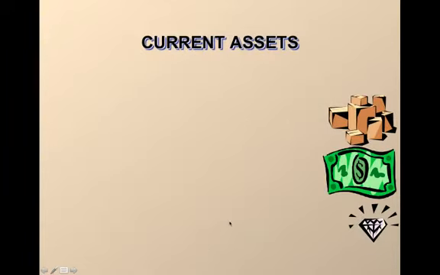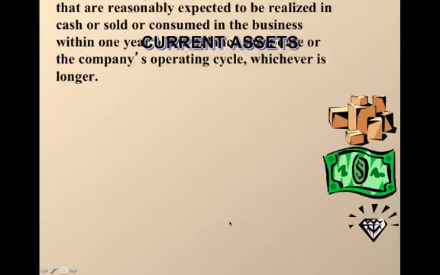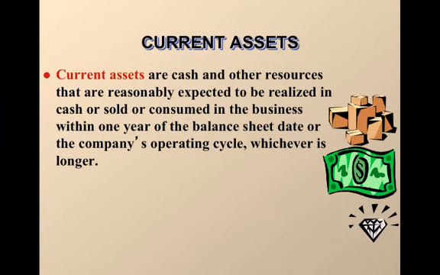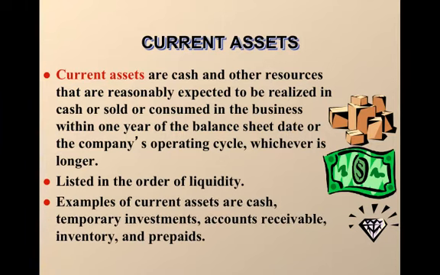And then current assets, let's talk about them first. Current assets are cash or other resources that are reasonably expected to be realized in cash, that's converted into cash, or sold or consumed in the business within 1 year of the balance sheet date or the company's operating cycle, whichever is longer. Of course, current assets are listed in order of liquidity. Examples are cash, temporary investments, things like GICs, accounts receivable, inventory, and prepaid.